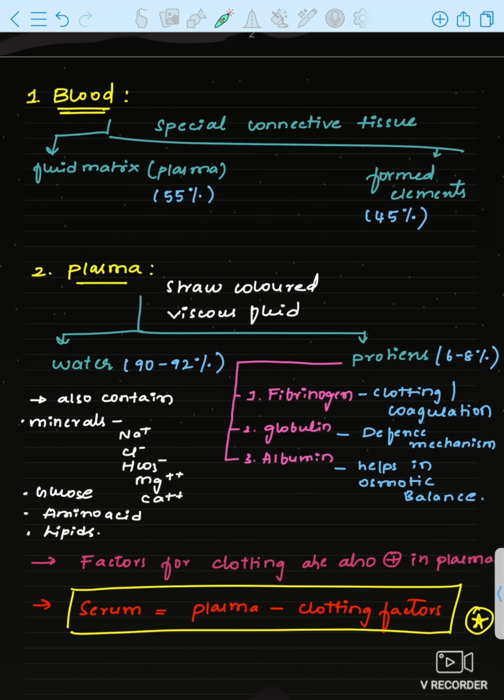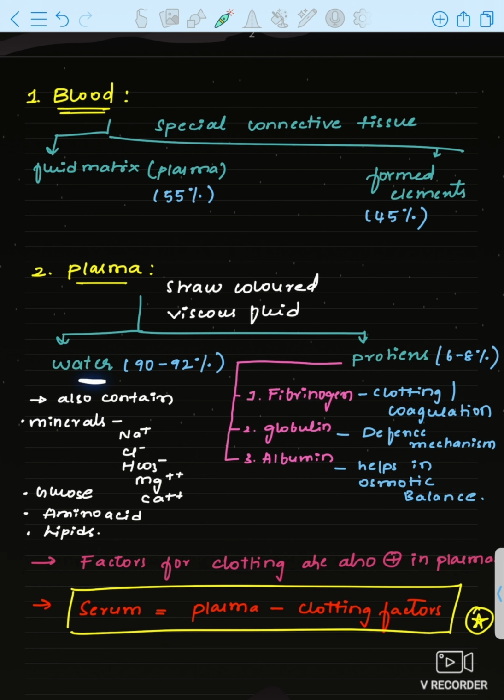Globulin is helpful in defense mechanism. If any external foreign body is entering the body, then this globulin protein will fight against that foreign particle and hence helps in defense mechanism. Next protein is albumin. Albumin helps in osmotic balance. Remember this is so important. The proteins and their functions are very important. Fibrinogen helps in clotting, globulin helps in defense mechanism, and albumin in osmotic balance.